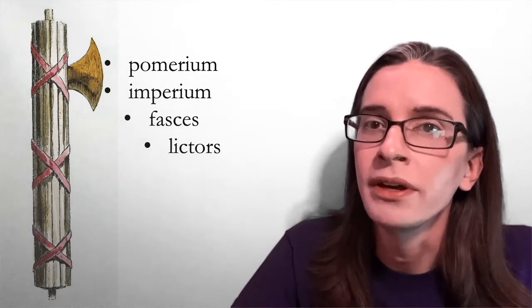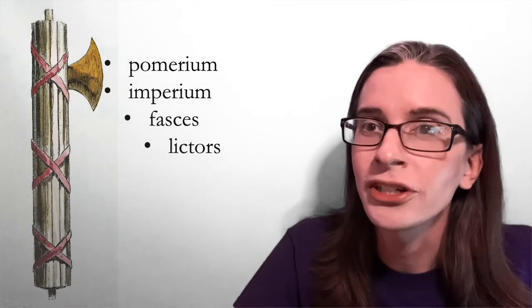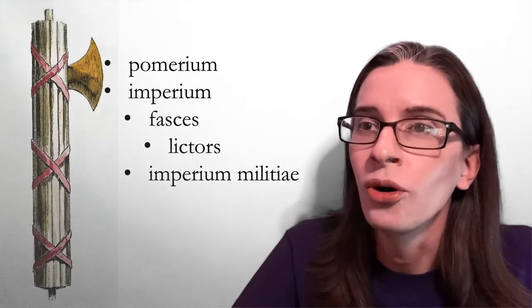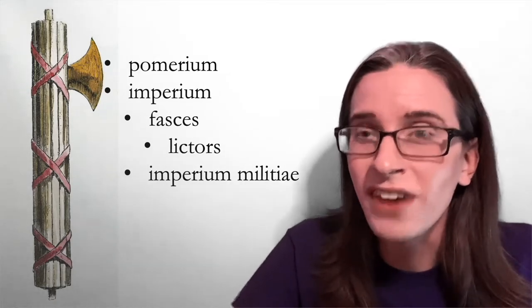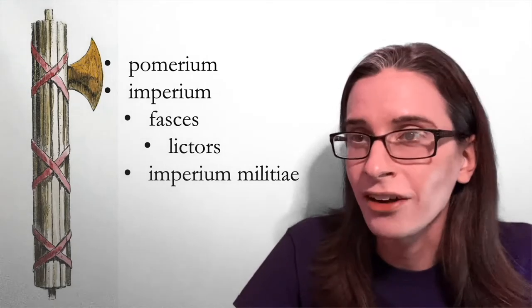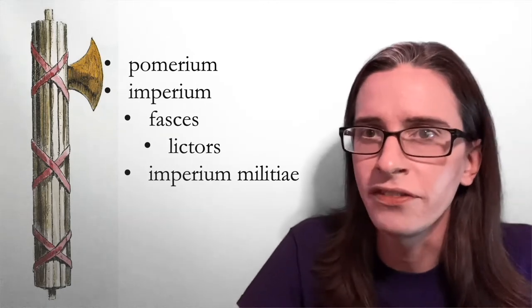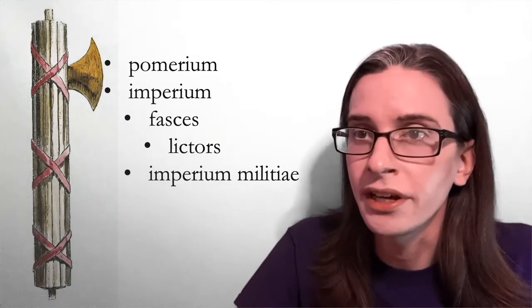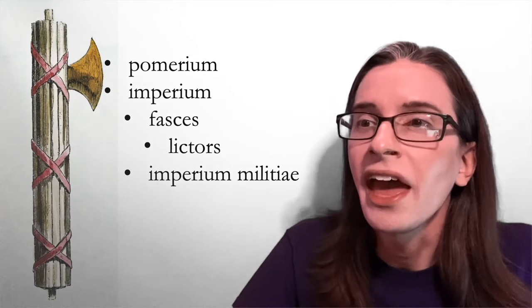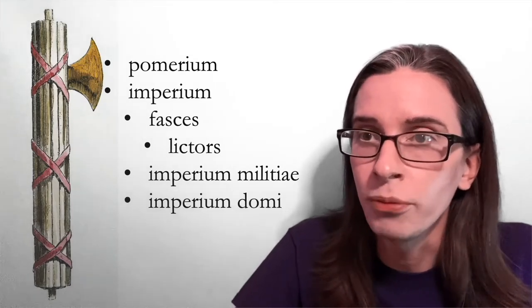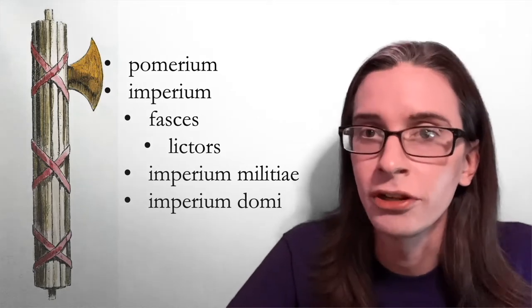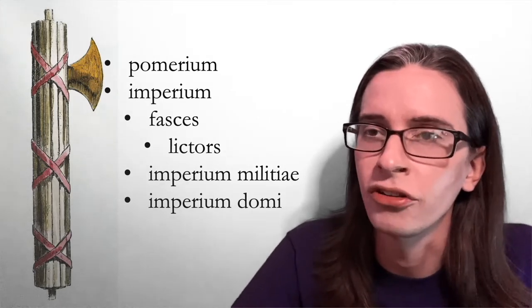Outside the pomerium, i.e. commanding an army, magistrates have imperium militiae, or command of the military. This power, while not truly unlimited, is effectively unlimited. Commanders can act toward non-Romans pretty much however they see fit. Those wielding imperium militiae have fasces with axe heads, as you see in the picture. Inside the pomerium, magistrates have imperium domi, or command at home. This is the limited sort of power which has checks that protect citizens' rights.